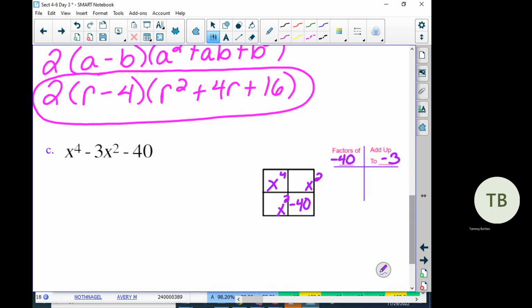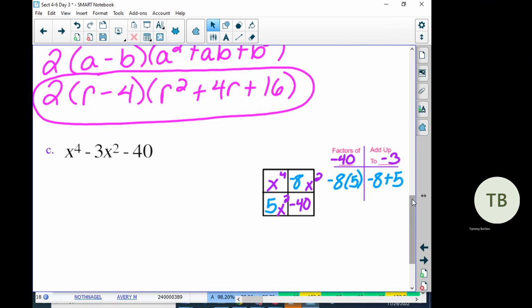Okay. Now we need to think about what are 2 factors that multiply to give us negative 40 and add to negative 3. -8 times 5 is -40. -8 plus 5 is -3. So in front of one of these, I'm going to do a -8. In front of the other one, I'm going to do a 5.